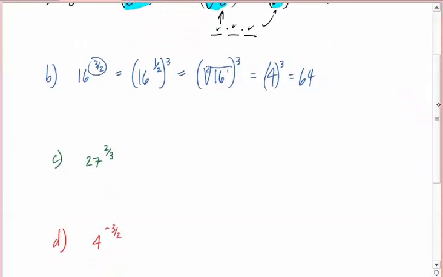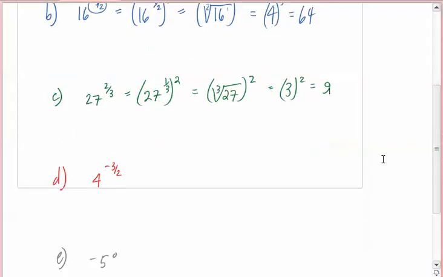Let's move on. So we have 27 to the 2/3, and again, that's going to be 27 to the 1/3, but then raised to the 2nd power. So that means we're asking the question, what is the cube root of 27? So the cube root of 27 is 3, and now I'm going to raise that to the 2nd power, and that's just a 9.